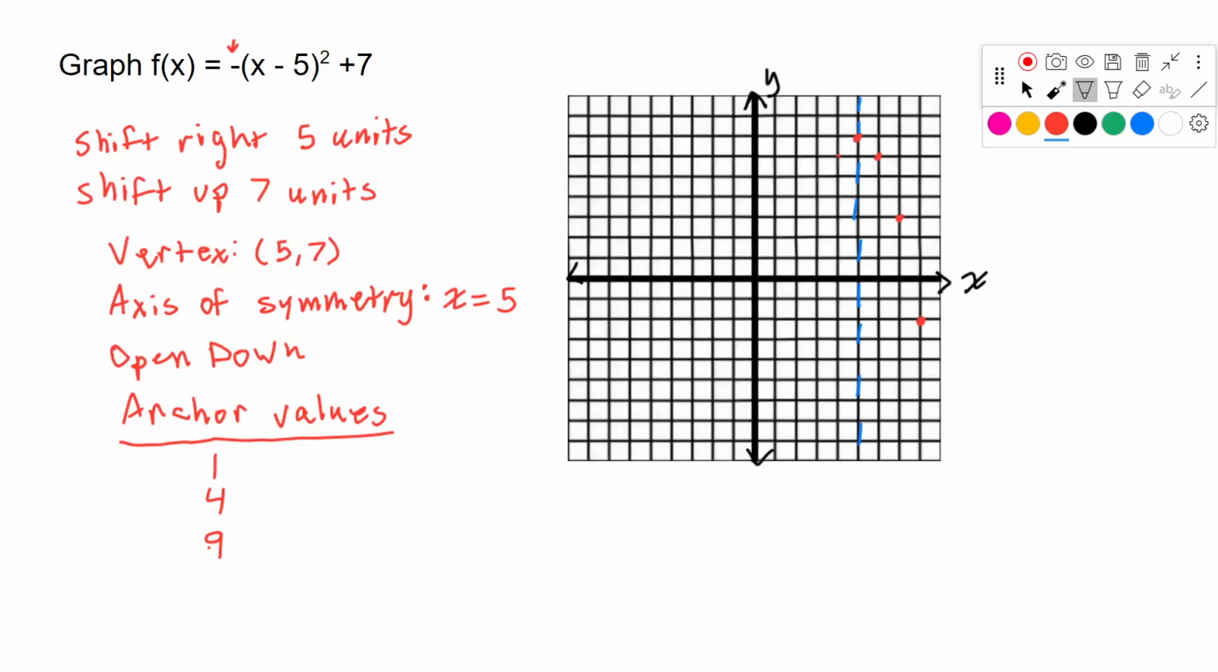And I can draw the mirror image of those points on the other side of that line of symmetry, and I can draw my parabola.